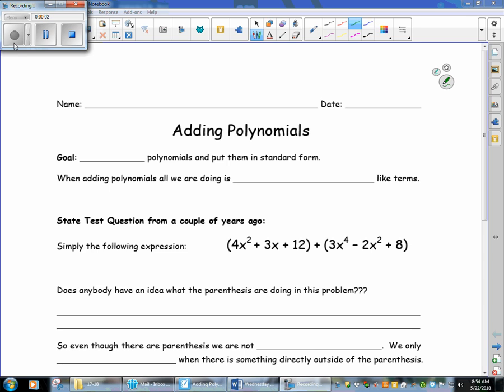Alright guys, so this would be some short notes. This is all about adding polynomials. We've looked at it in the last couple days, and now we're going to start doing some operations with them. So that's what our goal is. We're going to add polynomials. Tomorrow we're going to subtract. We're going to eventually multiply and divide them as well.